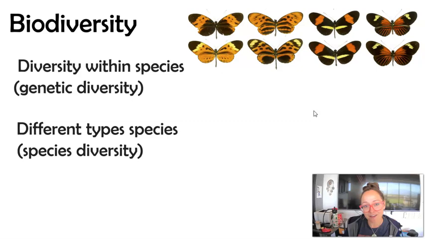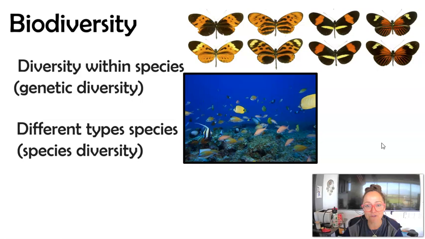Another part of biodiversity would be species diversity, which is where I had that video on the Simpson's Diversity Index. Species diversity has a couple of parts. You have species richness, as well as species evenness or relative abundance. So that's the amount of different species within an area, as well as whether they are pretty even in their distribution or proportions, or whether the community is dominated by one species, right? That would be a lower biodiversity.